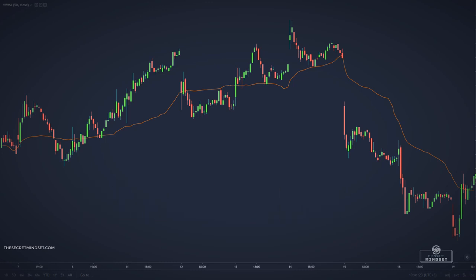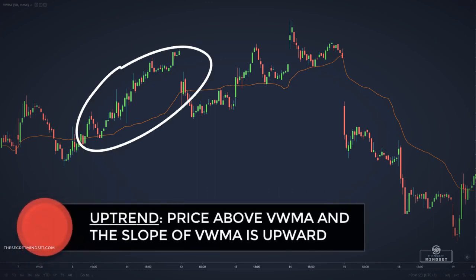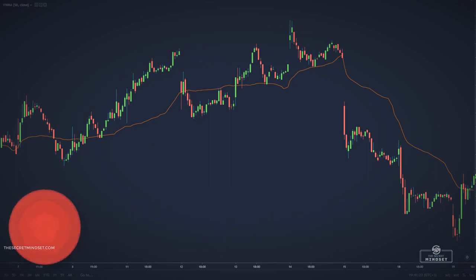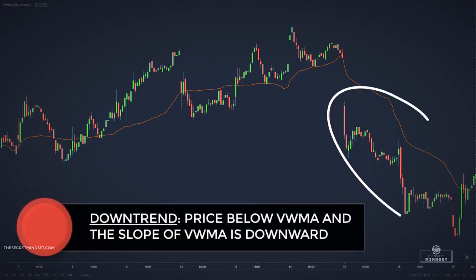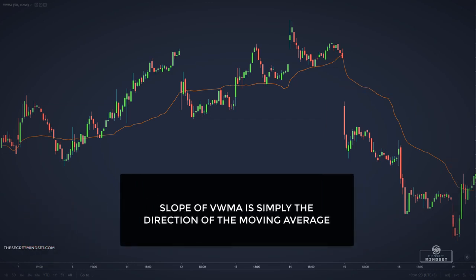So how do you find and confirm trends with a volume-weighted MA? A possible uptrend is when the price is above the moving average and the slope of the moving average is upward. A possible downtrend is when the price is below the weighted moving average and its slope is downward. The slope of the moving average is simply the direction of the moving average plotted on the chart.